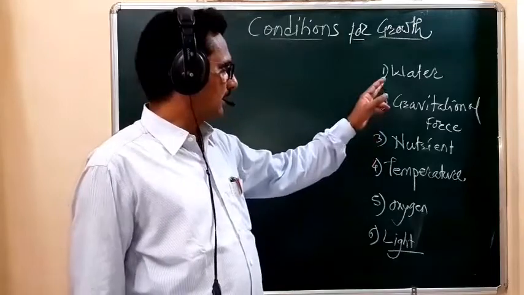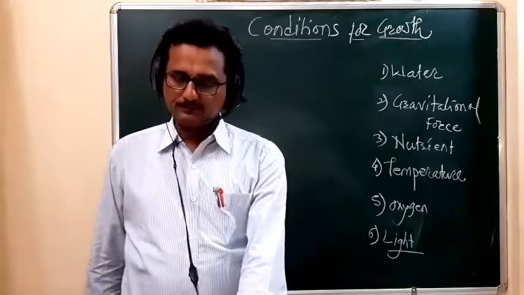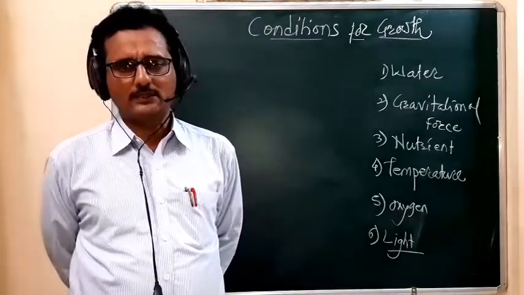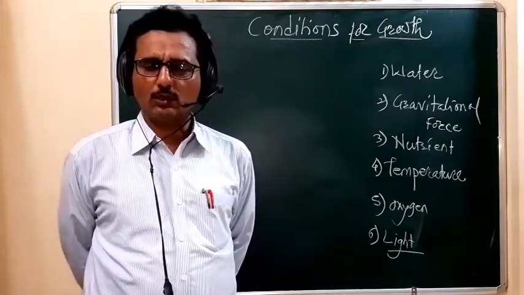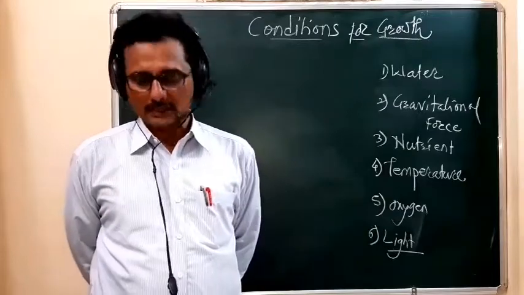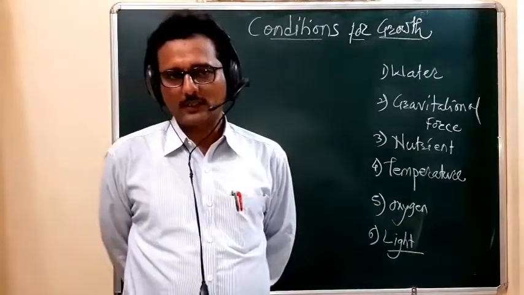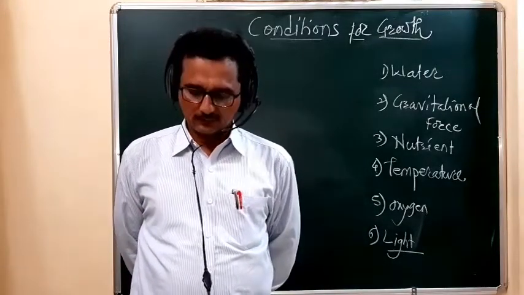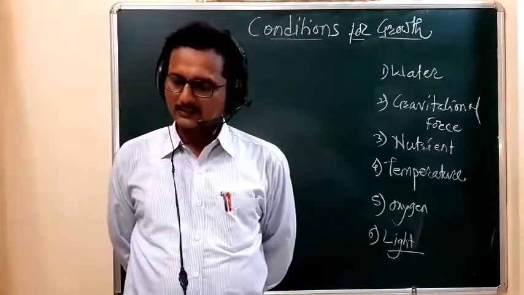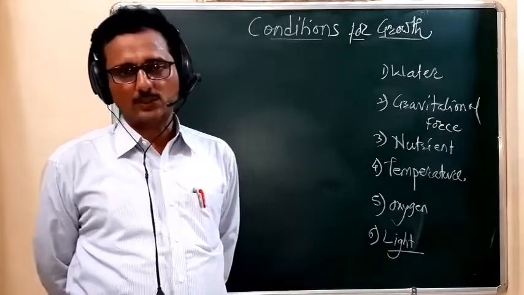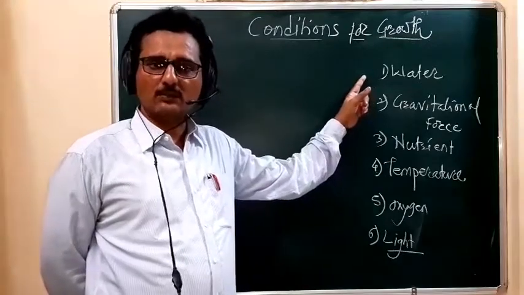So let's see the first one, the water. Why is water required? The water maintains the turgidity of the cell. Water also acts as a component of the protoplasm, and no doubt it acts as a medium for the various biochemical reactions. So water plays a most important role as far as the growth of the plant body is concerned.